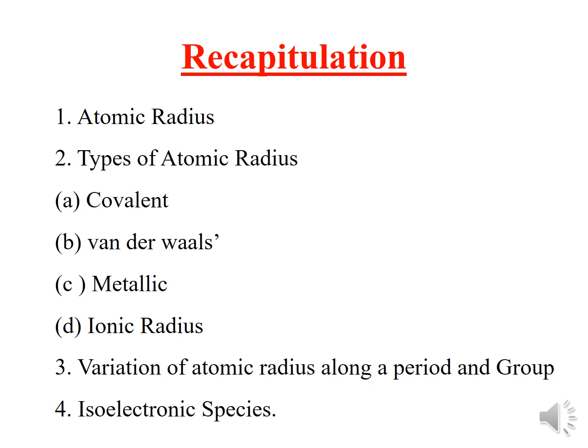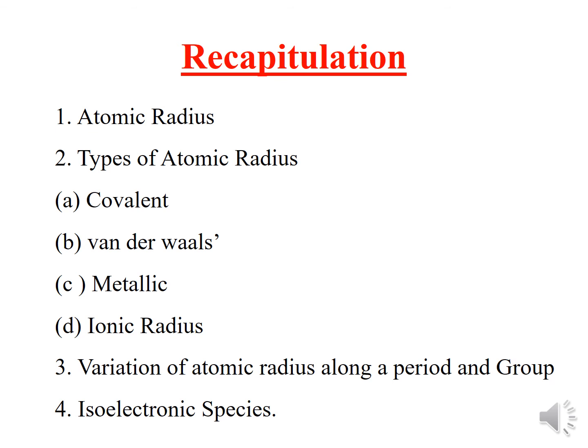But then we studied that there are some difficulties in finding the atomic radius of a single atom, as the position of the electron is not fixed. Secondly, it is not possible to isolate a single atom to calculate its atomic radius. So due to these difficulties, we find atomic radius in the bonded state. There are different types of atomic radius in the bonded state: covalent radius, van der Waals radius, metallic radius and ionic radius.